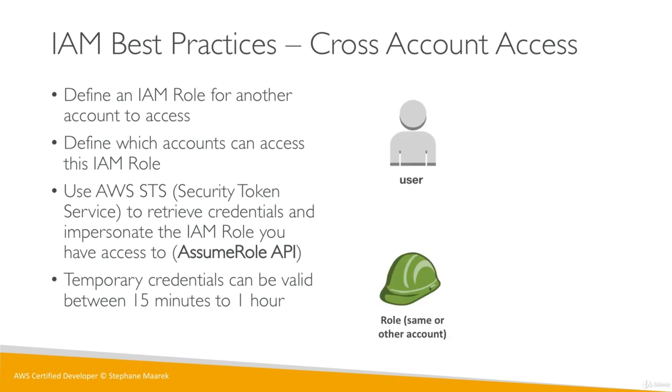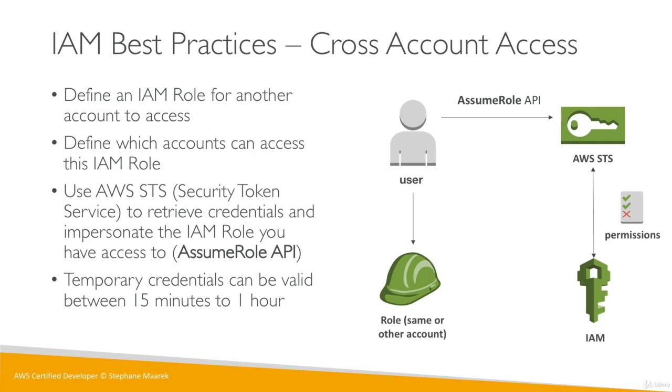So here's what it looks like as a diagram. You're a user and you want to access a role. Maybe it's in the same account or in another AWS account. You're going to call the AssumeRole API to STS. STS is going to check with IAM if the permissions are correct. And if everything is fine, it's going to give you temporary security credentials. And these credentials are basically going to give you the ability to do what the role you wanted to assume does. And so that's it.